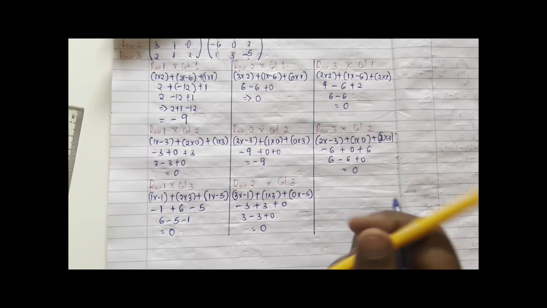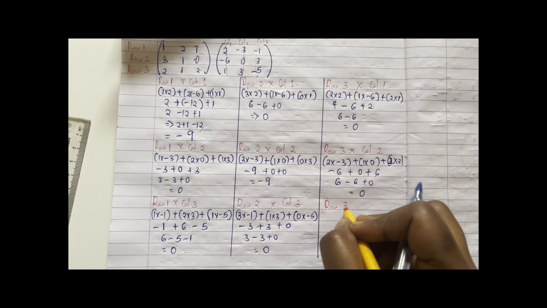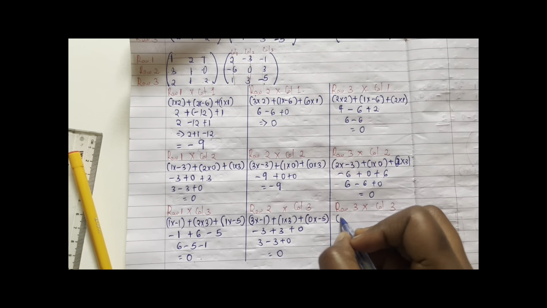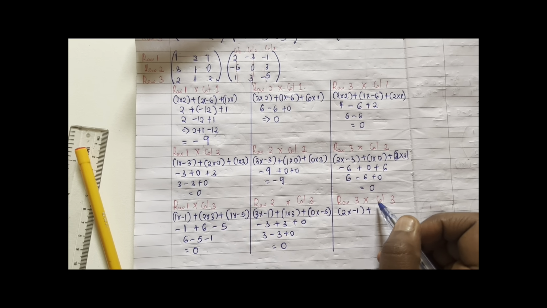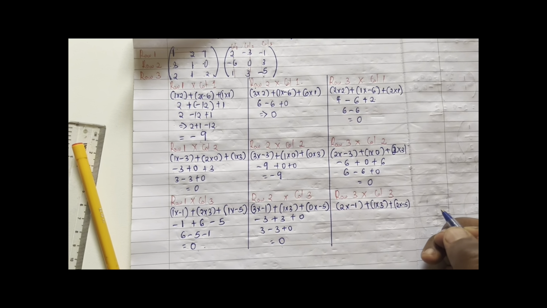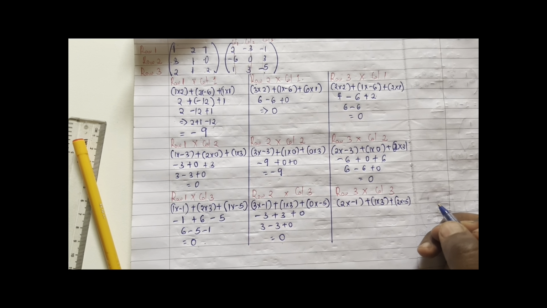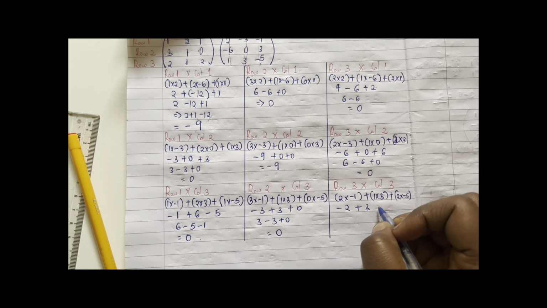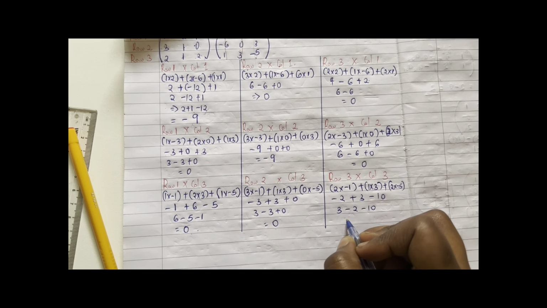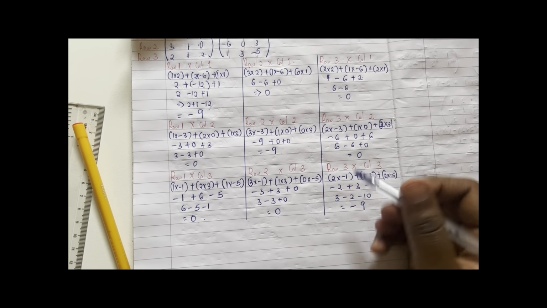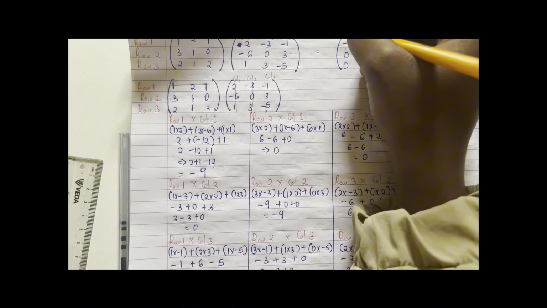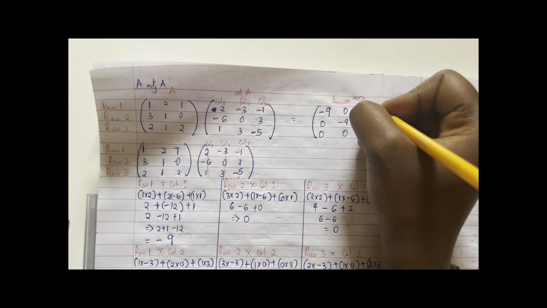Then we move to row 3 times column 3. Two times negative 1 plus 1 times 3 plus 2 times negative 5. 2 times negative 1 is negative 2 plus 3 minus 10. So that will be 3 minus 2 minus 10, that is 3 minus 12. So that is negative 9. So we have 0, 0, and negative 9. So right there, and that is our answer for when we multiply A and adjoint A. So that is the answer.